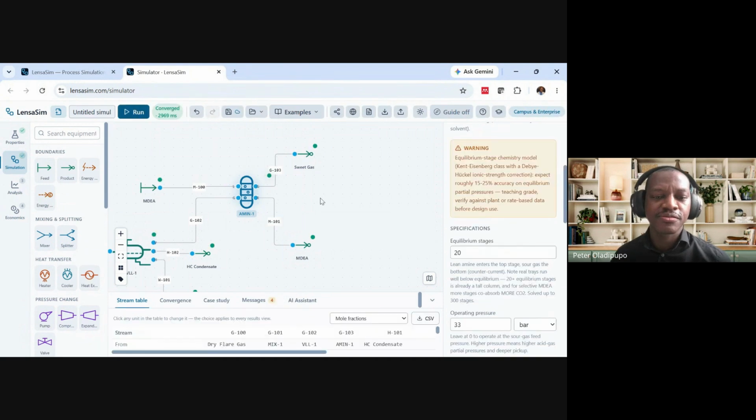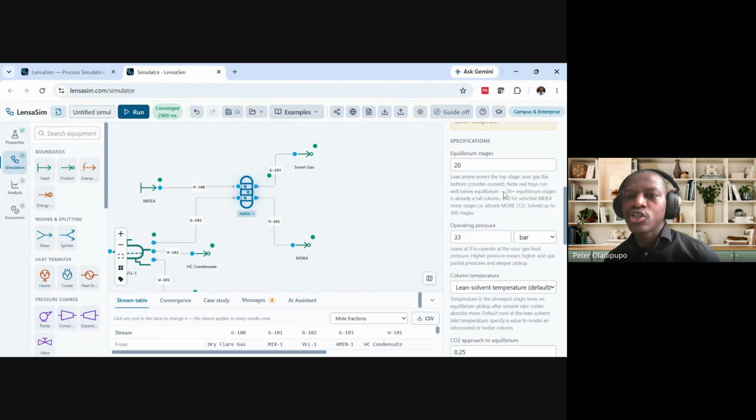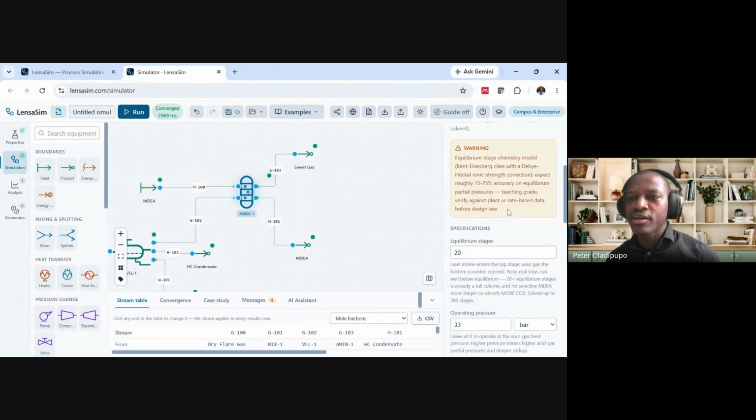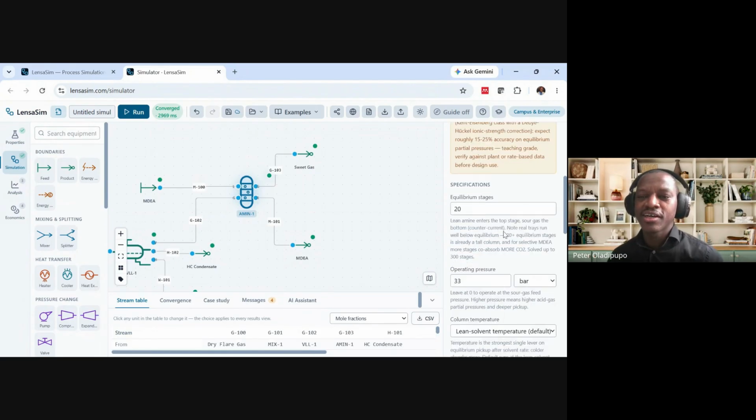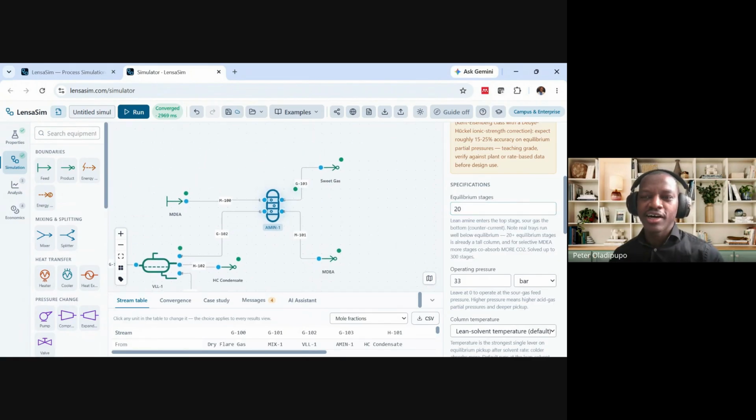Solving. Good. All right. Okay. So there's a warning here. Standard warning expected, telling us the solution we have is 15 to 25% accurate, which is ideal for this simulator. So just for you to know, it is 15 to 20% accurate.